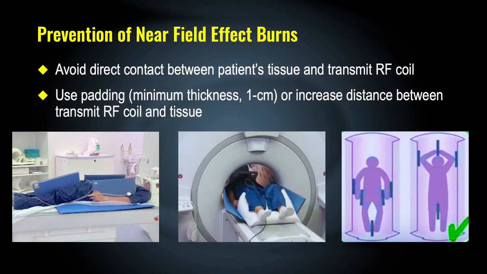As I indicated earlier, to prevent near-field effect burns, use positioning pads between the patient's tissue and the transmit RF coil, or increase the distance between the RF coil and the patient's tissue. Positioning pads should be a minimum of 1 centimeter thick. Notably, proper patient positioning and appropriate padding are essential for preventing burns in patients undergoing MRI.